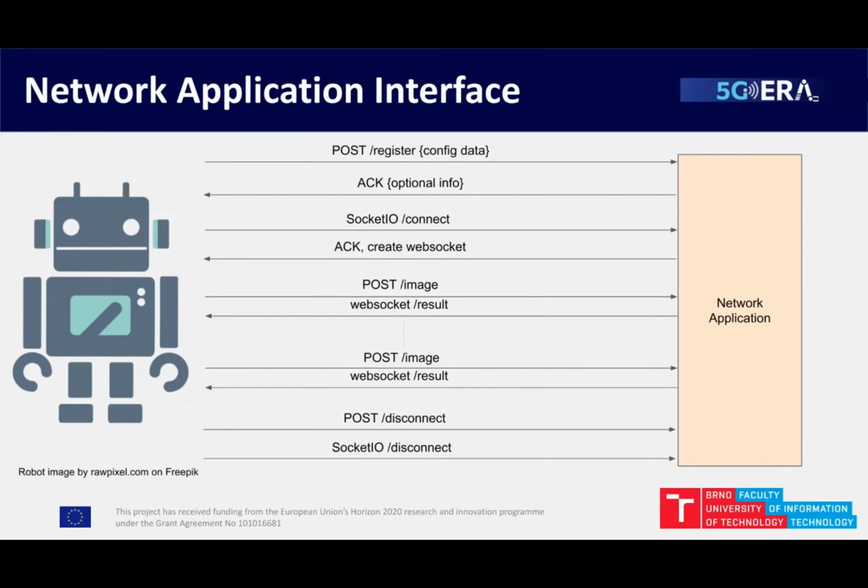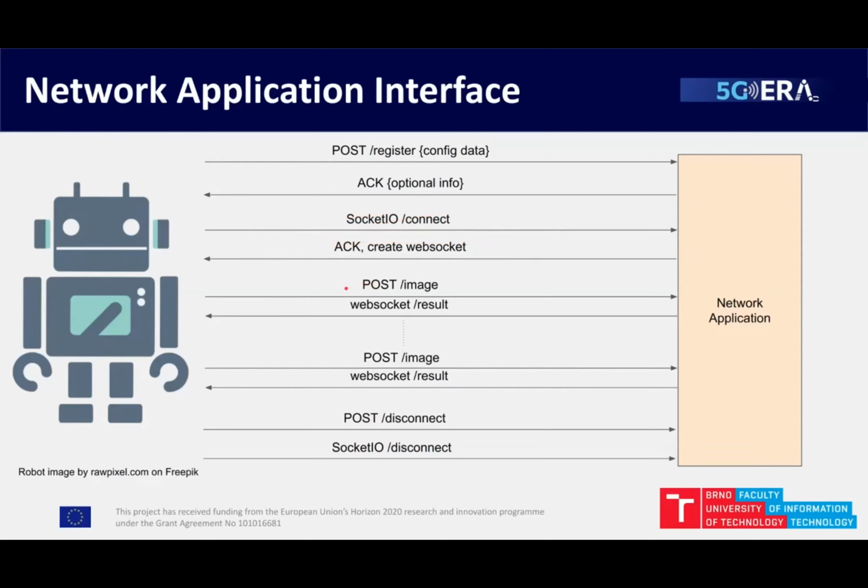The application interface is fairly simple. The first step to start communication with the network application is to call the register endpoint, which can include some configuration data for the network application. This data is network application specific, so each network application could have different config data. For example, in case of object detection, you can say that I only care about detection of humans, or only detection of cars. And for another application, you can use different configuration. The network application will then respond with an acknowledge, and after that the robot initiates the socket.io connection, which will create a WebSocket, and therefore we have a bidirectional connection to the network application.